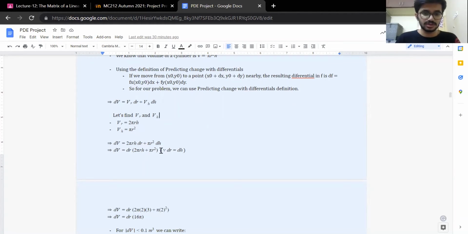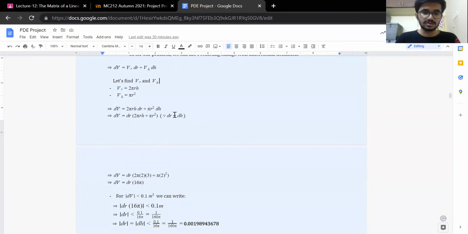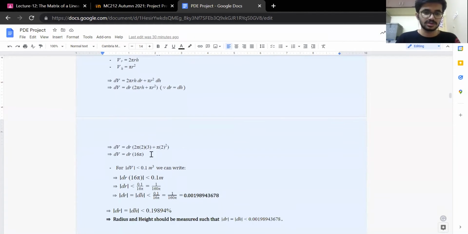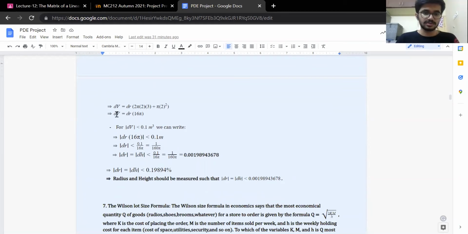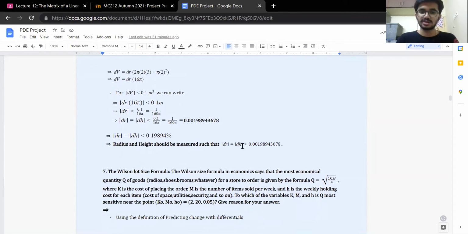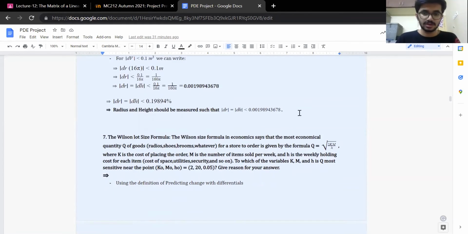Then just substituting in the equation, and also using dr equal to dh, which was already given, we ended up getting this, and we are not to exceed 0.1 in the error of dV. So using that concept, we can substitute: dr times 16 pi, so dr would be 0.1 upon 16 pi. Also, since dr was equal to dh, this is the final result. So radius and height should be measured so that the error isn't increasing beyond 0.0198, approximately 0.002.